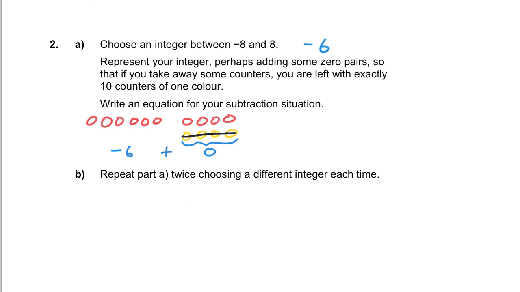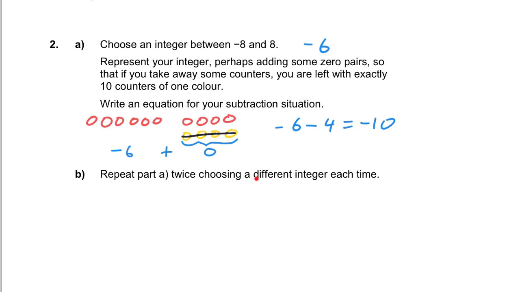So the equation here is going to be negative 6 take away 4 will give us negative 10. We can see that here. We start with negative 6, we take away these 4, and what are we left with? We're left with 10 negatives. 6 negatives here, 4 negatives here, that's 10 negatives total. All right, let's do it again.